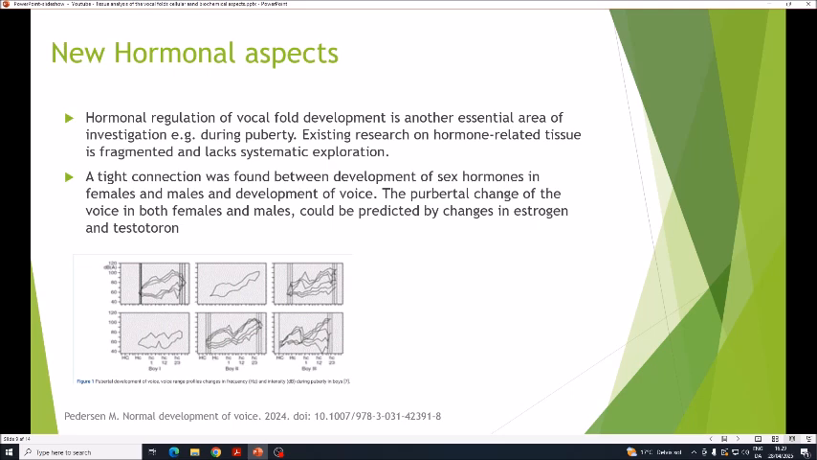Hormones, especially during puberty, strongly affect vocal fold development. Research is fragmented, but estrogen and testosterone are clearly linked to voice changes in both males and females, with predictive value over time.